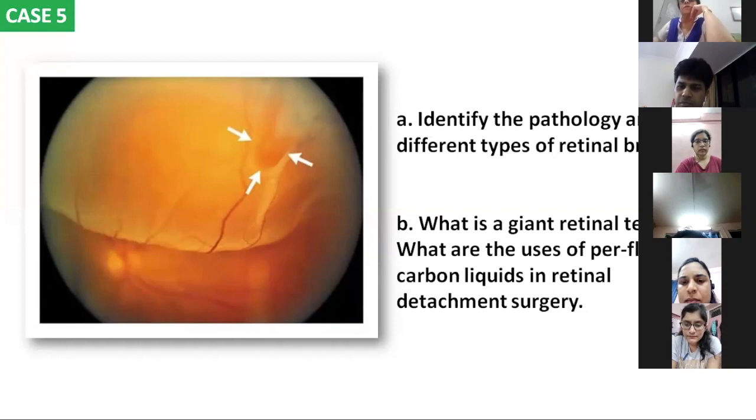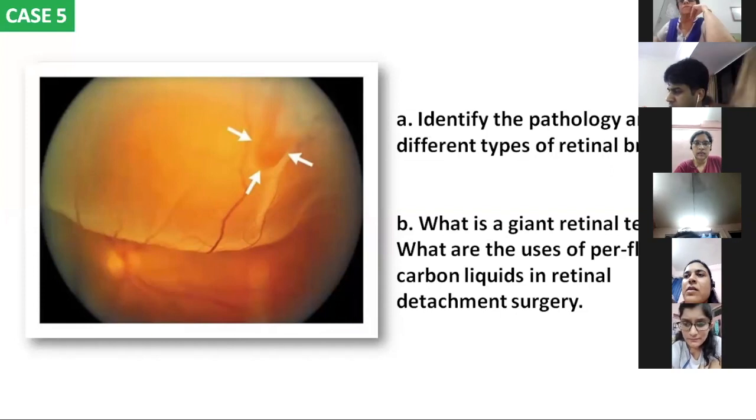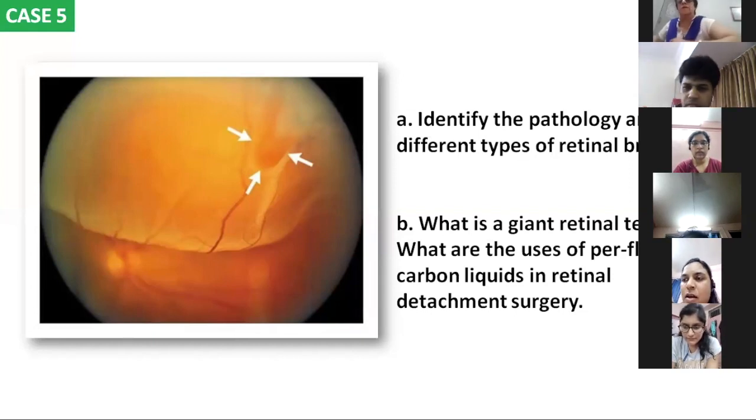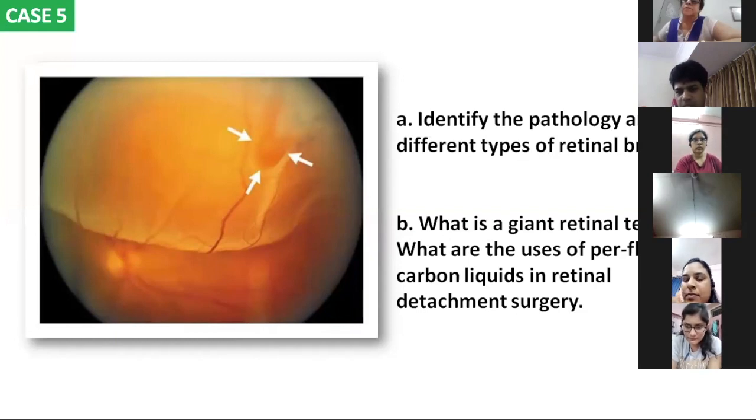What are the uses of perfluorocarbon liquids in retinal detachment surgery? In cases of nucleus drop, it is used to elevate the nucleus. We are talking about retinal detachment surgery. Yeah, in GRT, what is the use? Specific uses of these liquids in retinal detachment surgery.